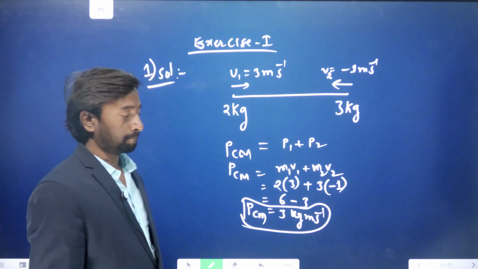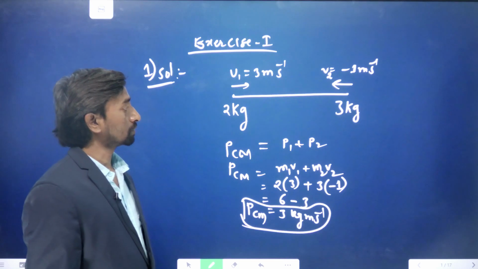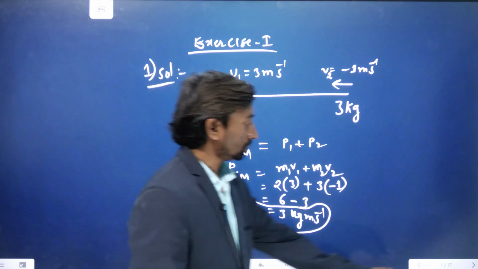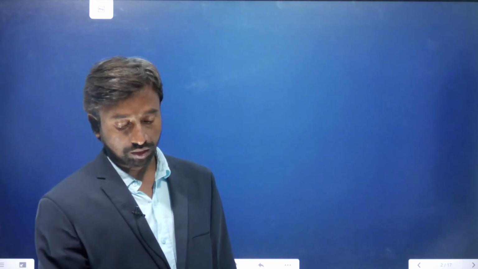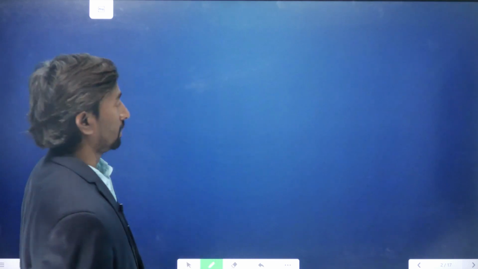Completed now. Second one. Two bodies of masses 6 kg and 4 kg are moving along eastern and northern directions with velocities 5 meter per second and 10 meter per second respectively. Find the magnitude of velocity of center of mass.